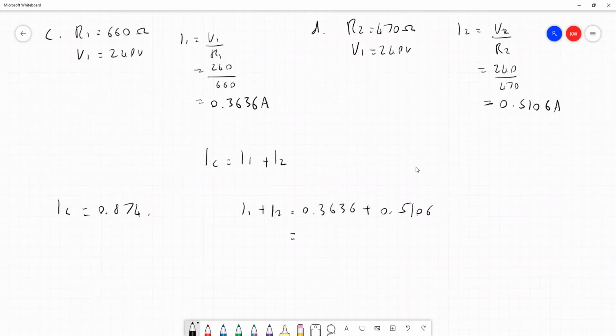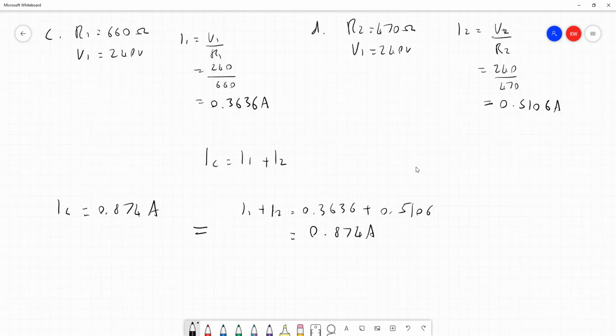We should put amps in that as well. Units are always important. And that gives us an answer of 0.874 amps, 3 decimal places. So yes, these two things are the same. So Kirchhoff's first law does hold here, and we've checked that out.